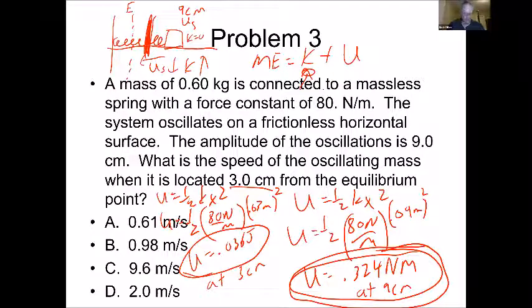So let's do that. Take the total elastic potential energy, the maximum mechanical energy of the system, 0.324, subtract from that 0.036, the elastic potential energy at 3 centimeters. And that gives us 0.288.